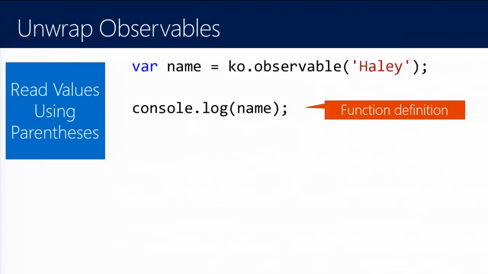And then we can actually put out to the console the name. What's happening here? That's actually the function definition. If I say console log name, name is actually a function. What function? The observable. It's a KO observable. If I want the value, I have to do something different. I have to do name parentheses. I have to unwrap it.